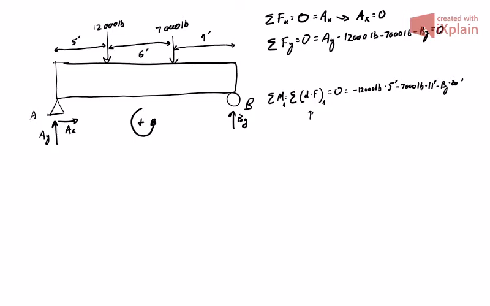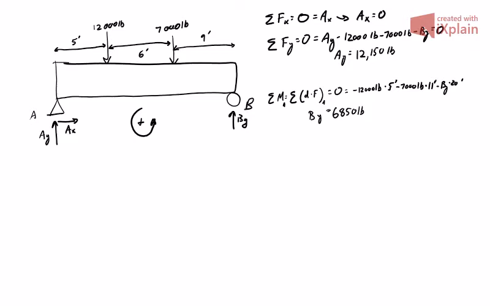So we go through that, we get that BY is equal to 6,850 pounds. We plug that in back above, we get that AY is equal to 12,150 pounds. All right, so far so good. We've got our reaction forces. So next up is drawing the shear and moment diagrams.